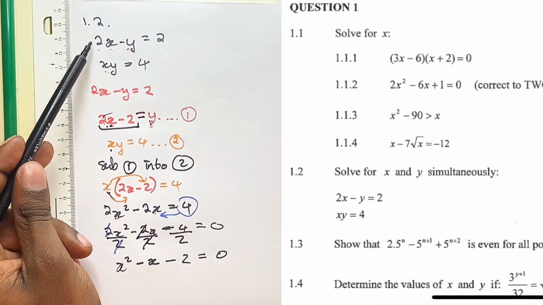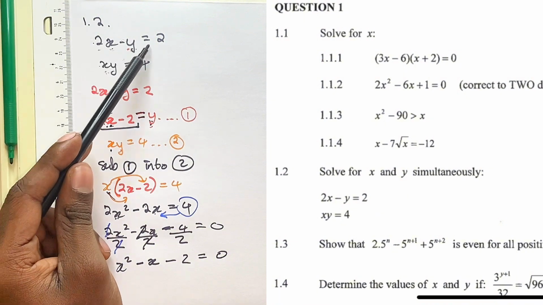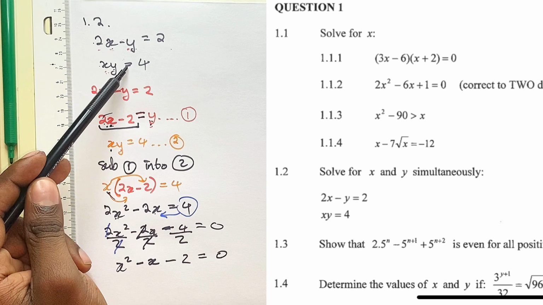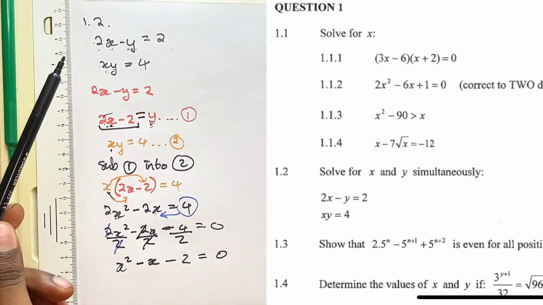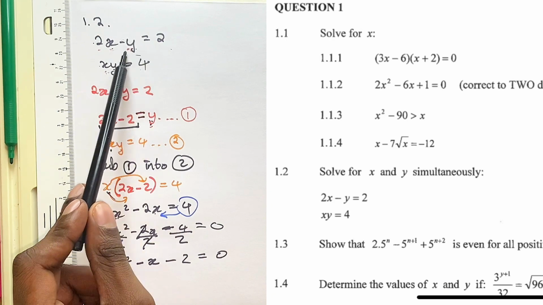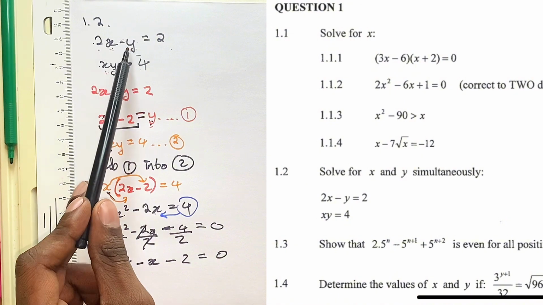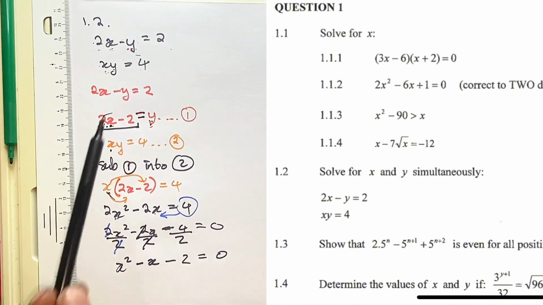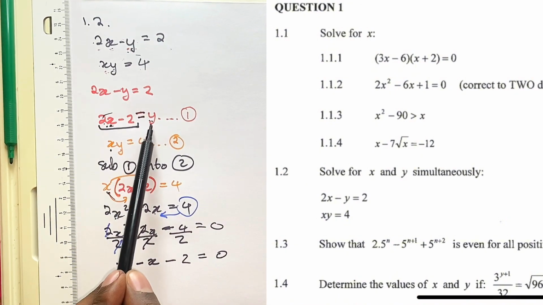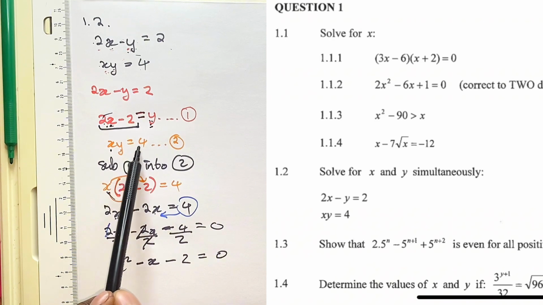We are given two equations for 1.2, 2x minus y equal to 2 and xy equal to 4. Now what I did is that from both equations I look for a variable that is standing alone without a coefficient and without an exponent. In this case I see that it is y, so I make that y the subject of the formula here, and then I name that equation as equation 1, and the other equation I leave it as it is and I name it equation 2.